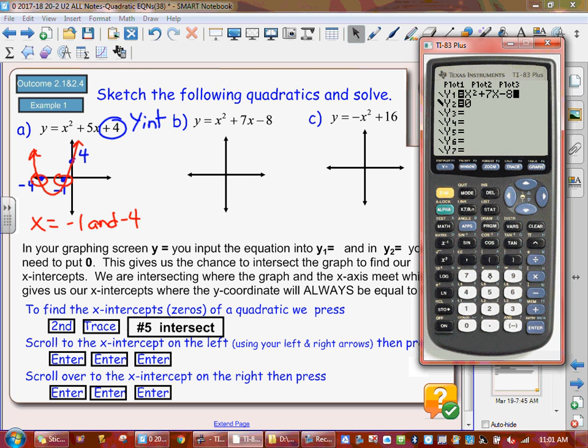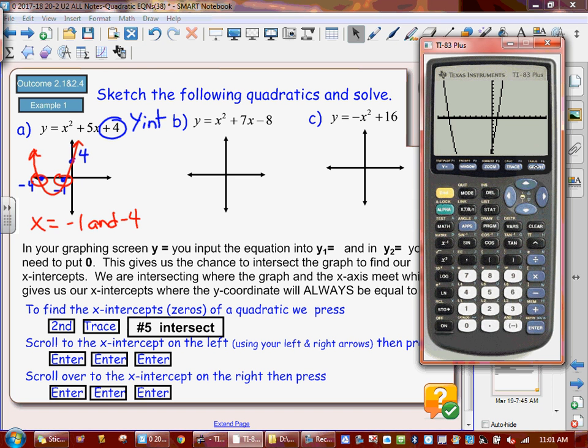All right, we're going to hit graph now. We can see it touches on the left way over there, and it touches on the right over here. So we need to hit second trace, number 5. Now we have to locate our cursor.